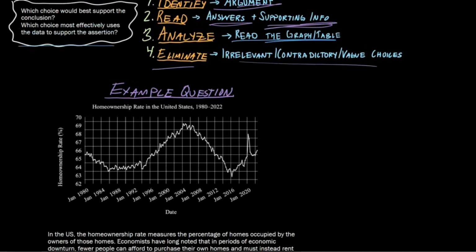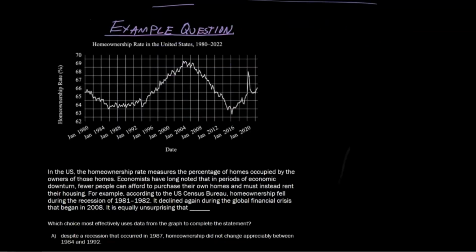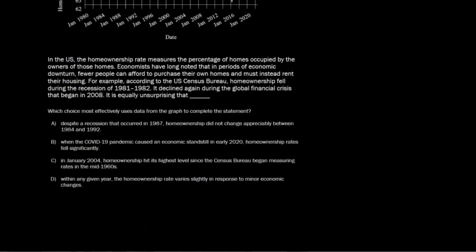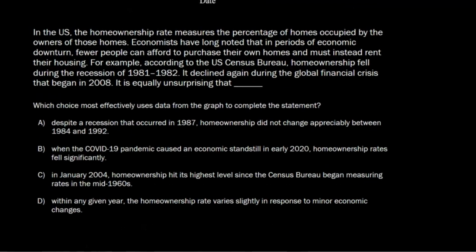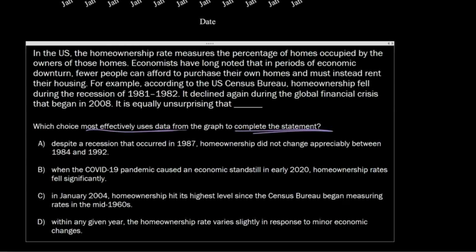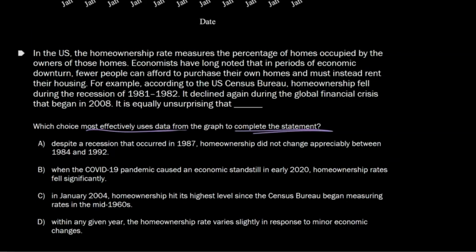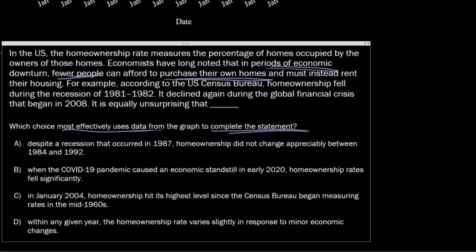We're going to read the rest of the answers, we're going to analyze, and then we're going to eliminate answers that are clearly wrong. Let's take a look at that first. Which choice most effectively uses data from the graph to complete this statement? Let's find the argument. Economists have long noted that in periods of economic downturn, fewer people can afford to purchase their own homes. So what is this saying in our argument here?